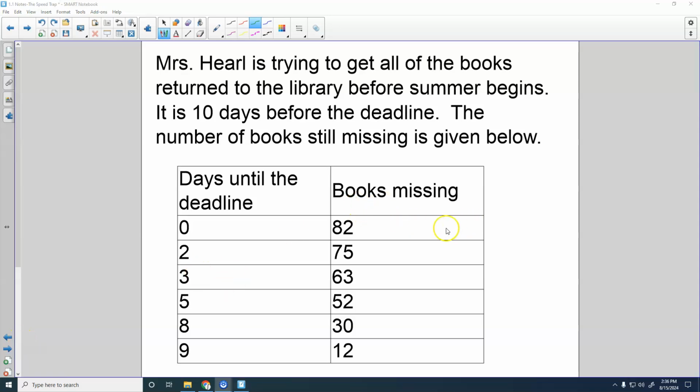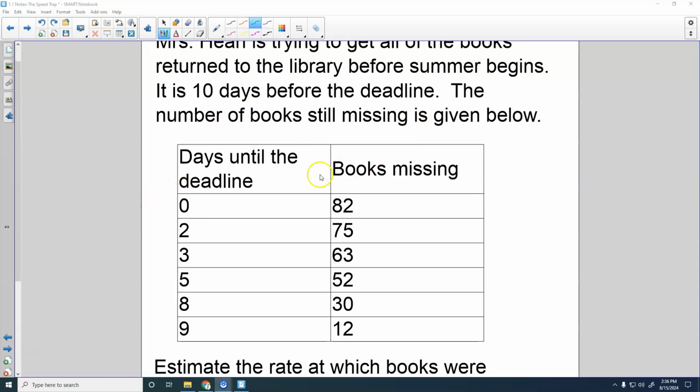Deadline, number of books missing. So she's trying to get the books before summer begins. So we have the number of books that are missing. This is cumulative. So this is 10 days before the deadline. So days.